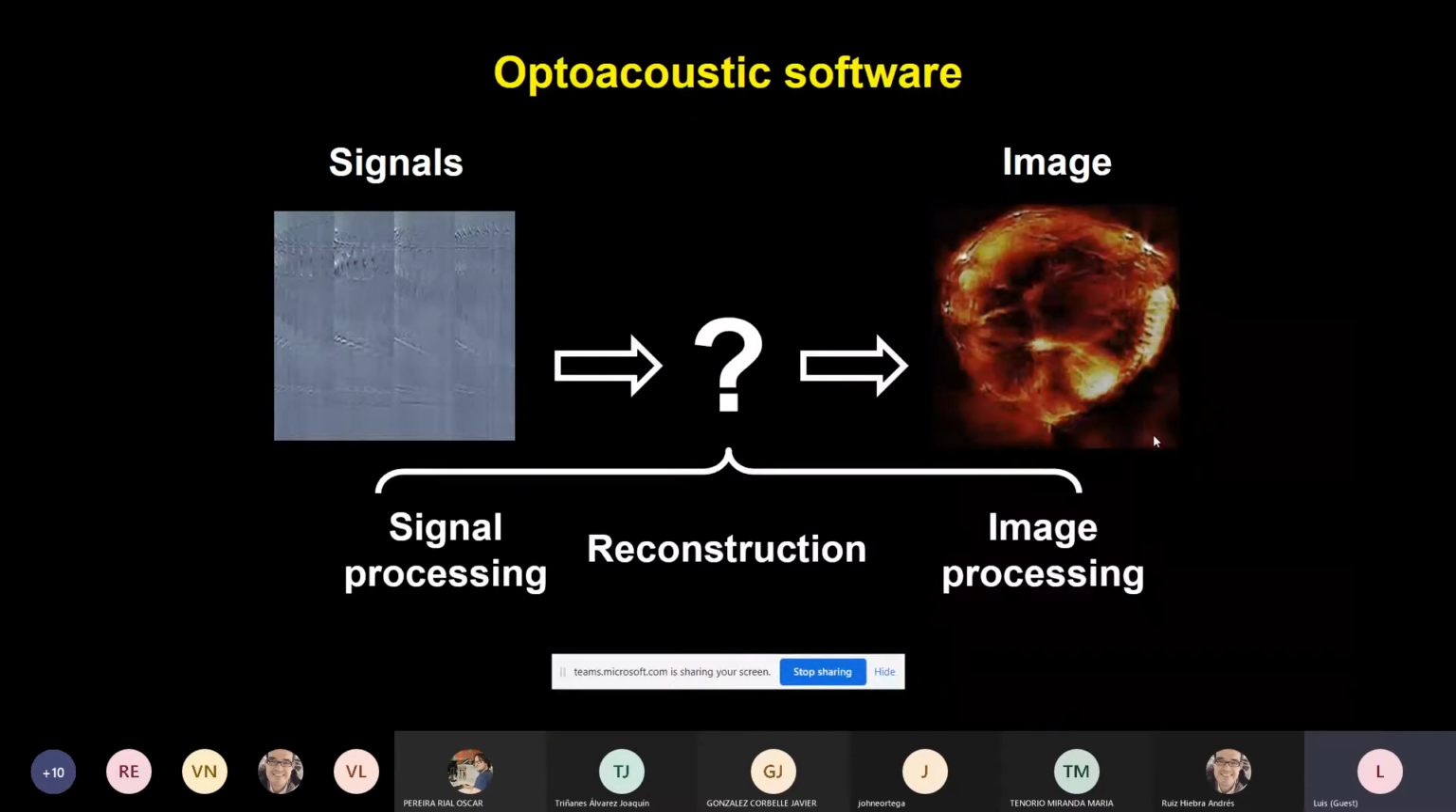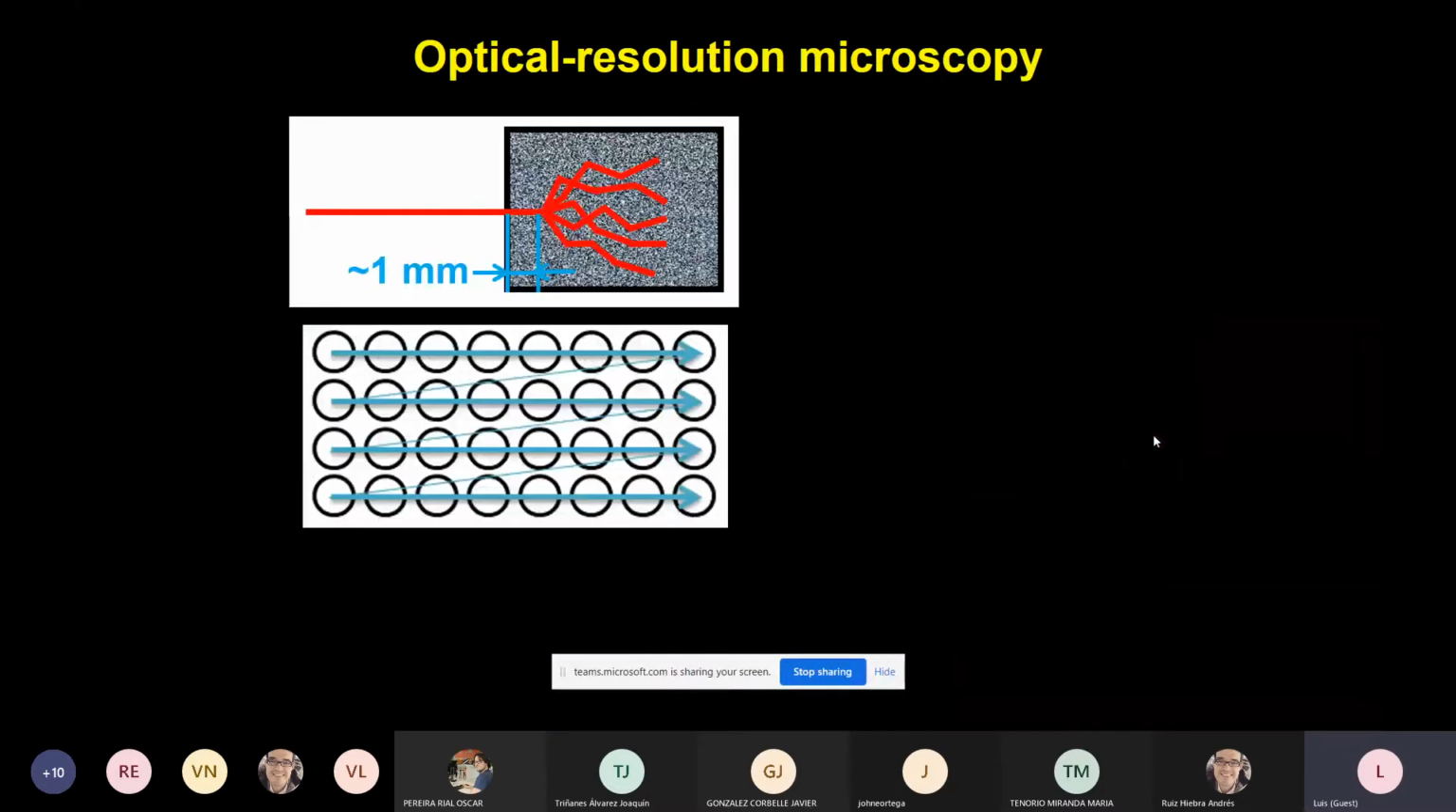Okay, so as I mentioned, I'll try to explain to you a bit the different implementations of the technology. The simplest thing that we can do is what's called optical resolution microscopy, or optical resolution optoacoustic microscopy.